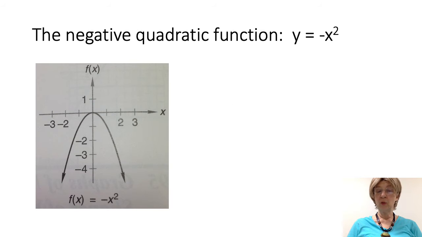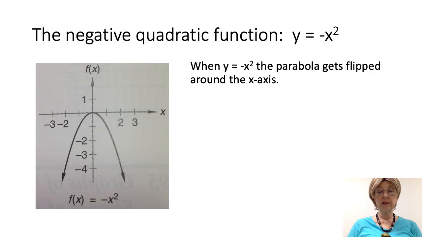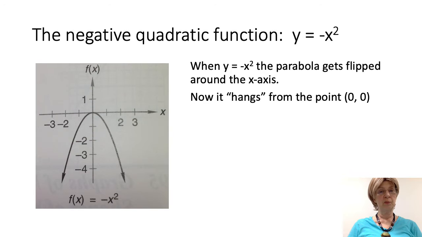The negative quadratic function y equals minus x squared. When y equals minus x squared, the parabola gets flipped around the x-axis. Now it hangs from the point 0, 0. 0, 0 is still the vertex.